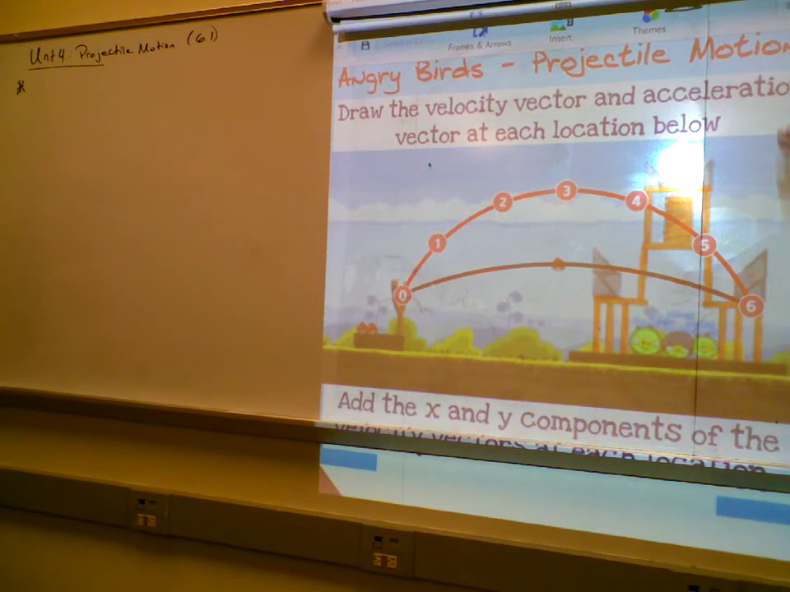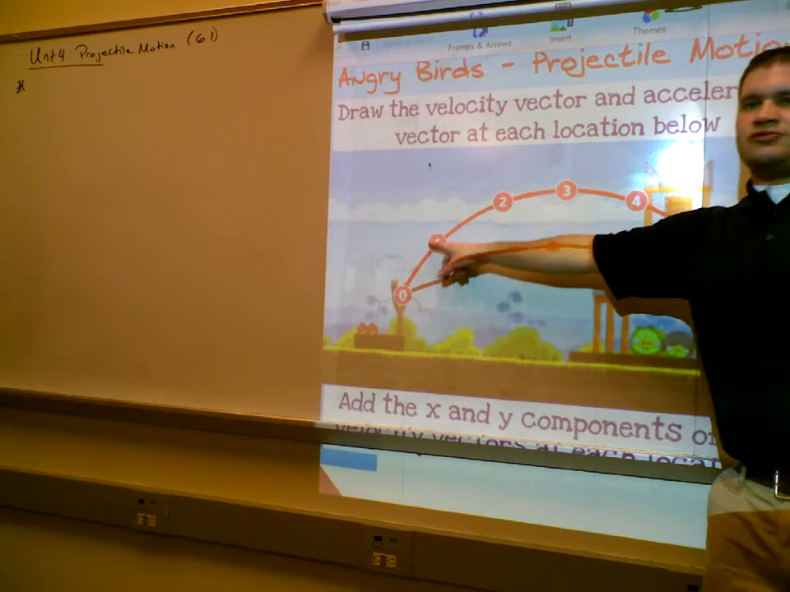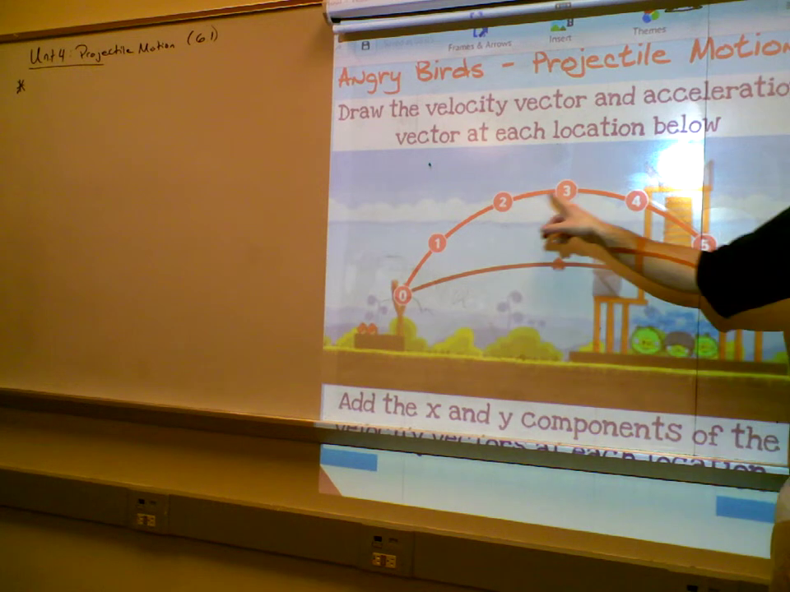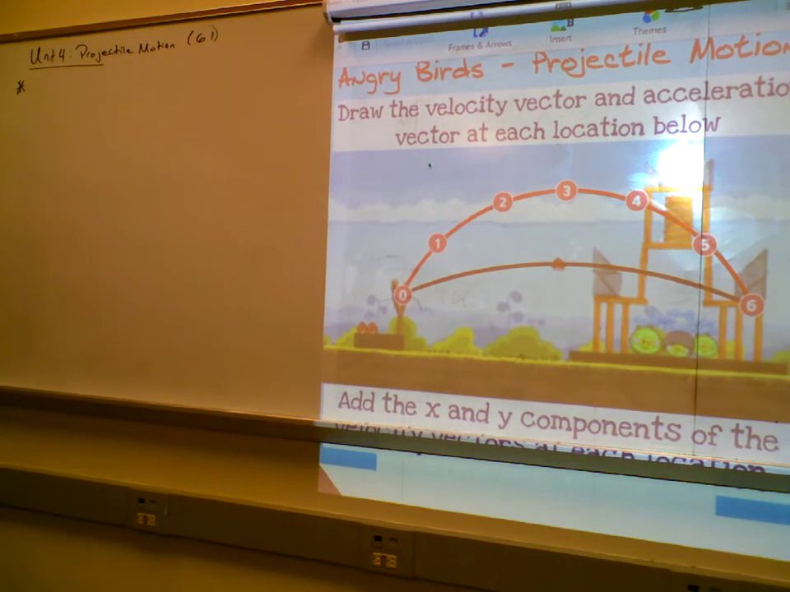You do not need the building. You do not need the slingshot. You just really need this red shape. What's this red shape maybe called? A parabola, right? And that red line is the what for the object? The trajectory. Trajectory, nice job. Okay. So that red path is the trajectory.